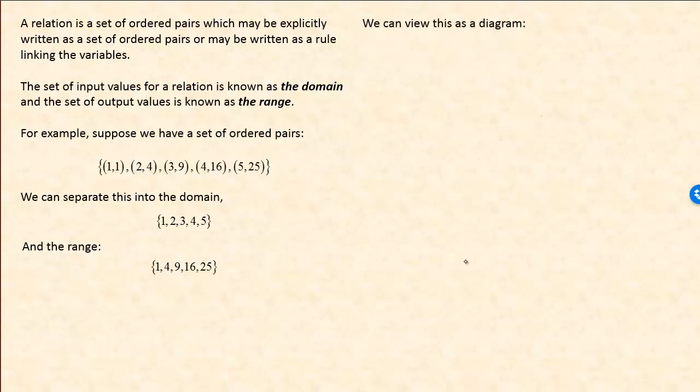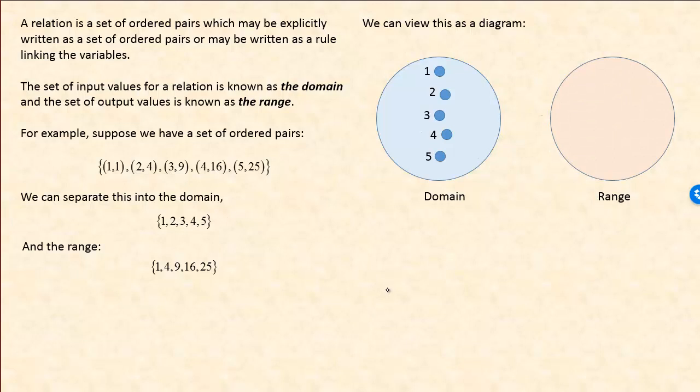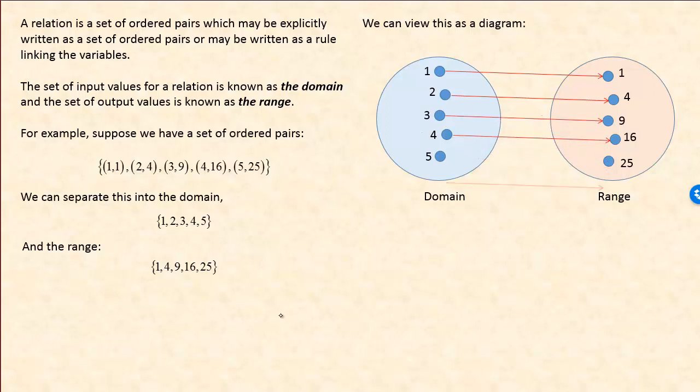We can view this as a diagram. So if we have the domain here, it contains the values 1, 2, 3, 4 and 5, and the range contains the values 1, 4, 9, 16 and 25. And 1 mapped to 1, as we can see if we look here, 2 goes to 4, 3 goes to 9, 4 goes to 16, and 5 goes to 25.